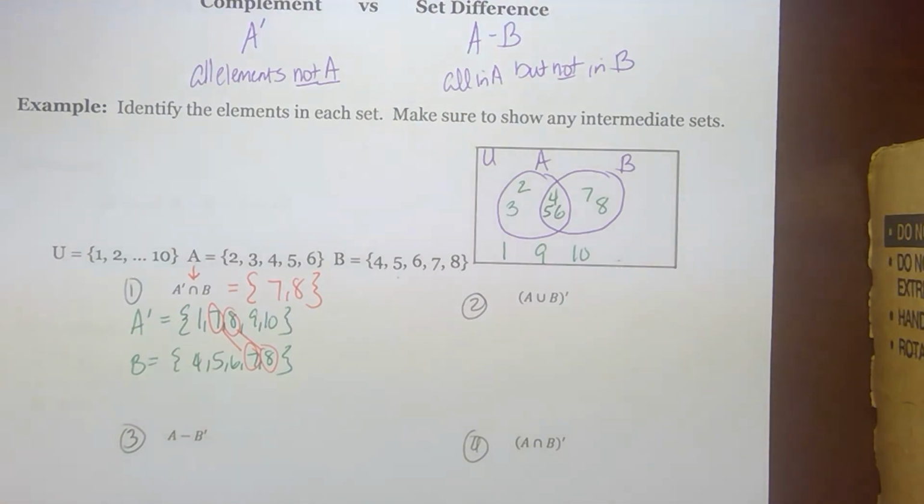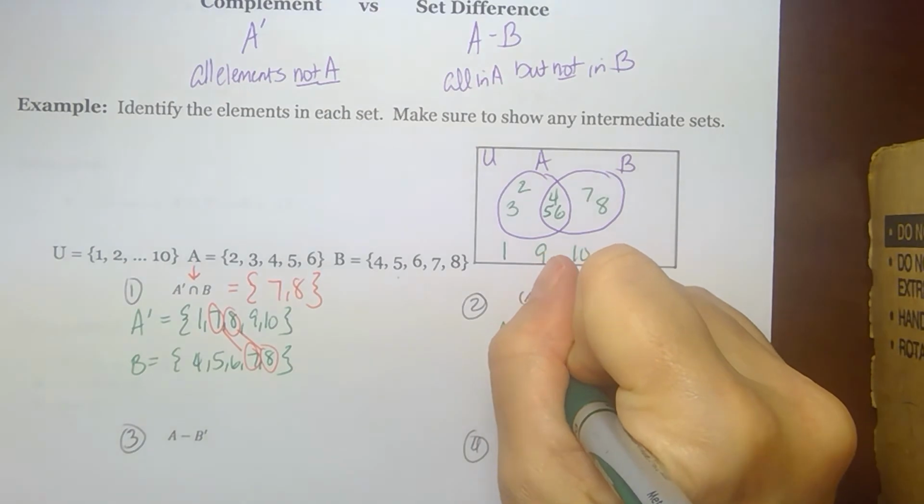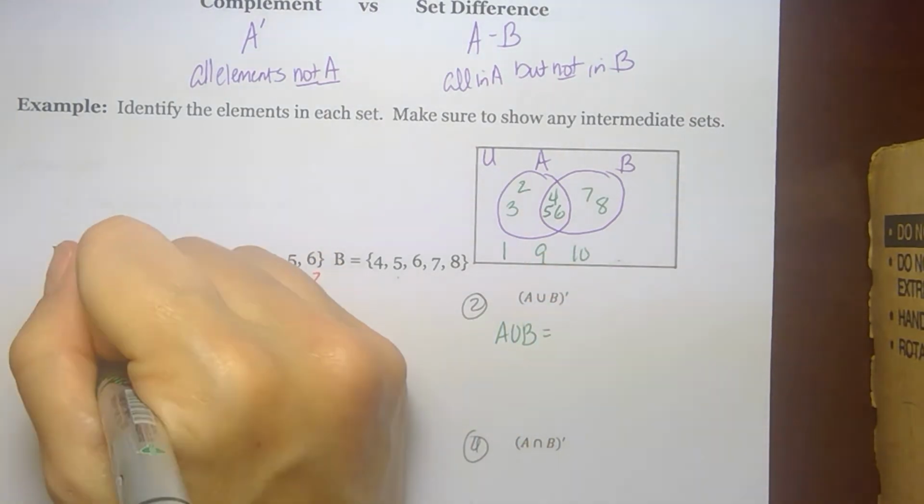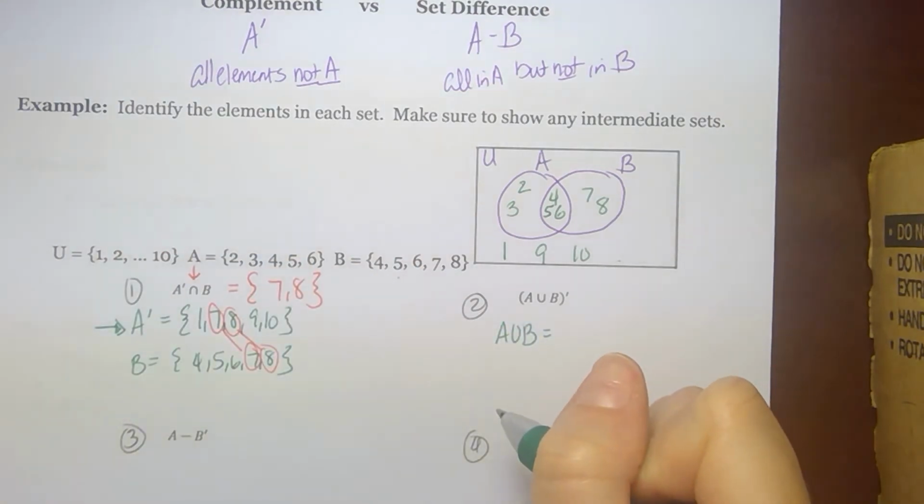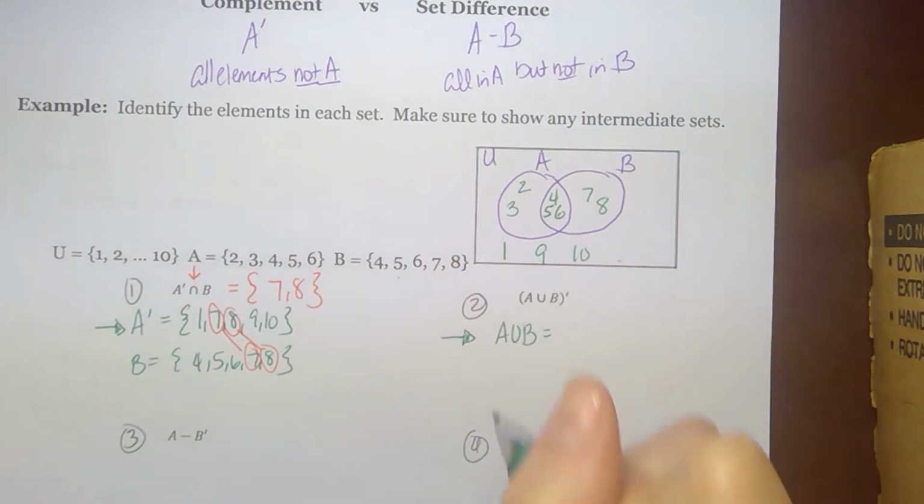All right, let's look at number 2. Number 2 tells me to find the complement of A or B. Order of operations for set theory pretty much works like order of operations for adding, subtracting, multiplying and dividing. I start with parentheses first. So I need to know A or B, that union, before I can take the complement of it. That's my intermediate set. I had to know A prime for number 1. I have to know A or B here for number 2 before I can answer the question I'm being asked.